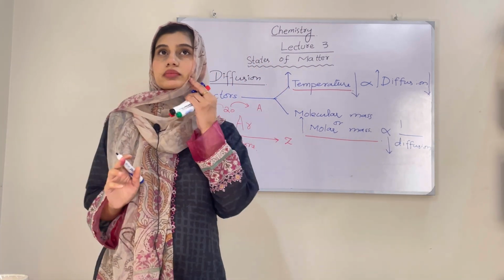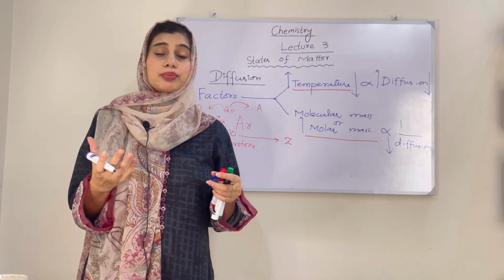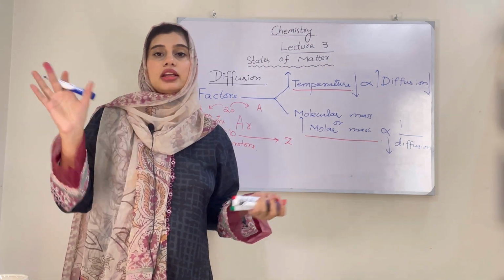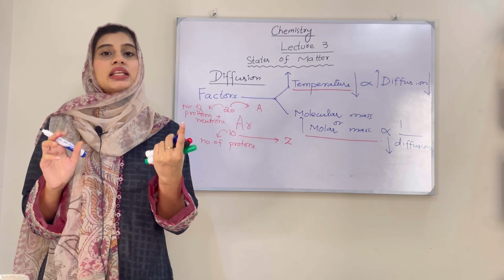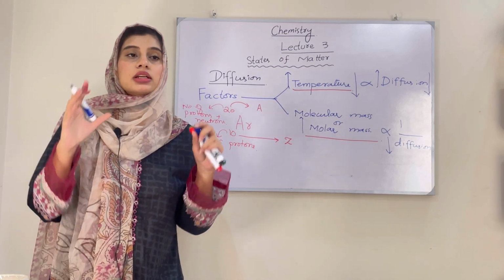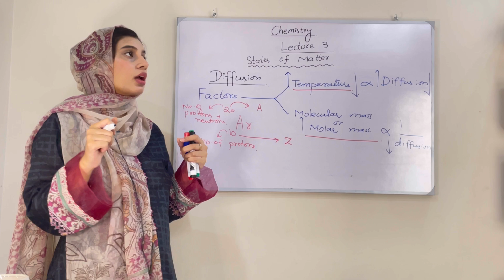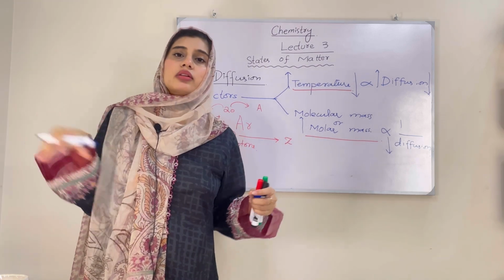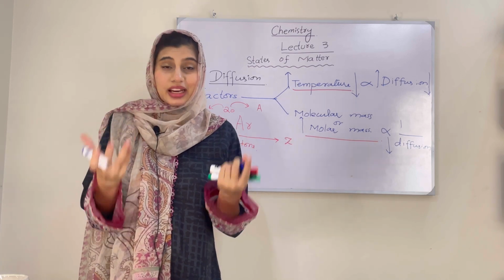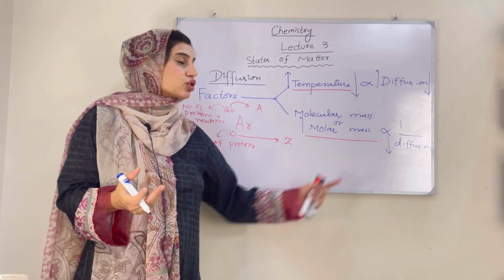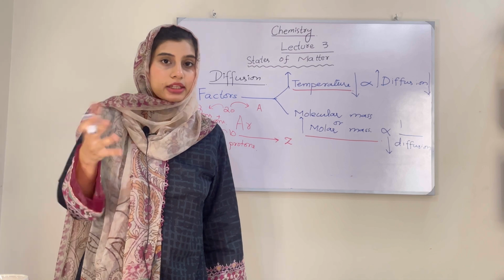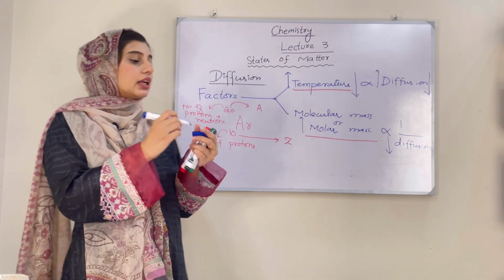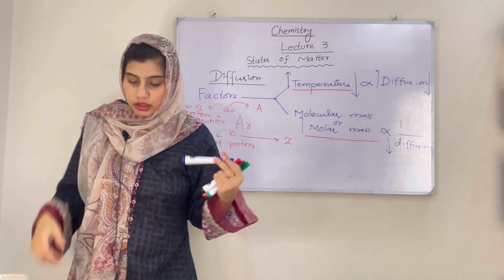For example, take two people, one is very fatty, healthy, obese, whatever you say. The body mass of that person is 120 kilograms. And there is another person whose body mass is 60 kilograms. So which one will run faster? The lighter one. So the same is the case with diffusion. If the molecular mass is increased, diffusion decreases. If the molecular mass is less, diffusion will be more. Let's discuss it with the example of an experiment.